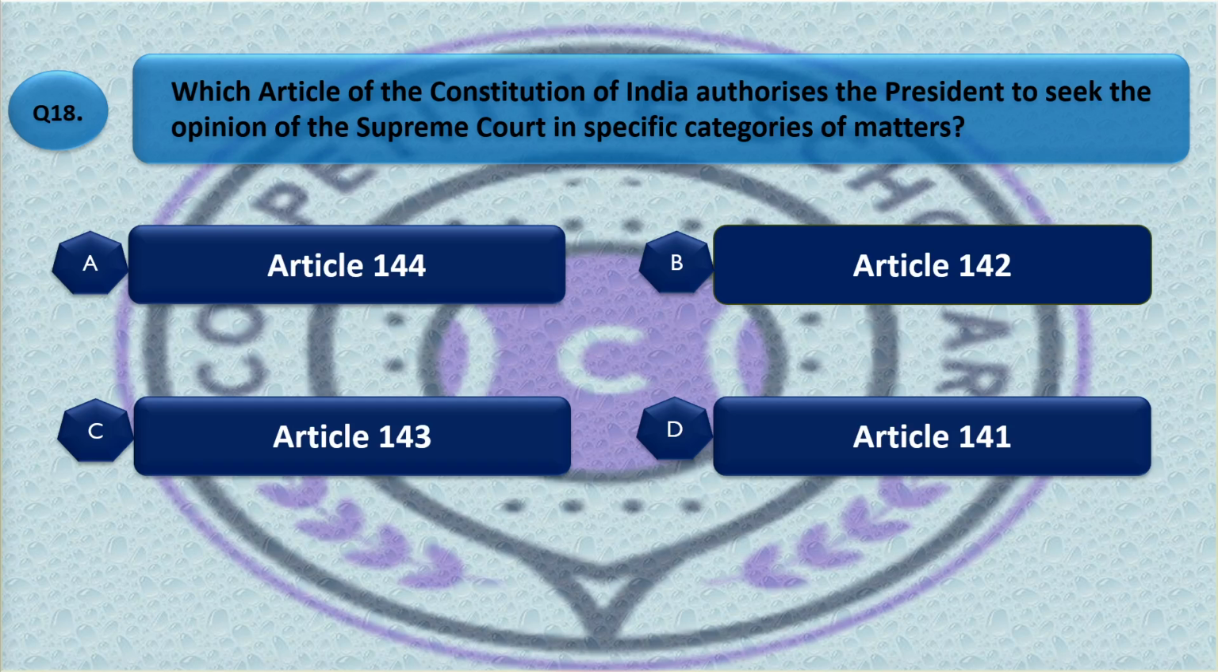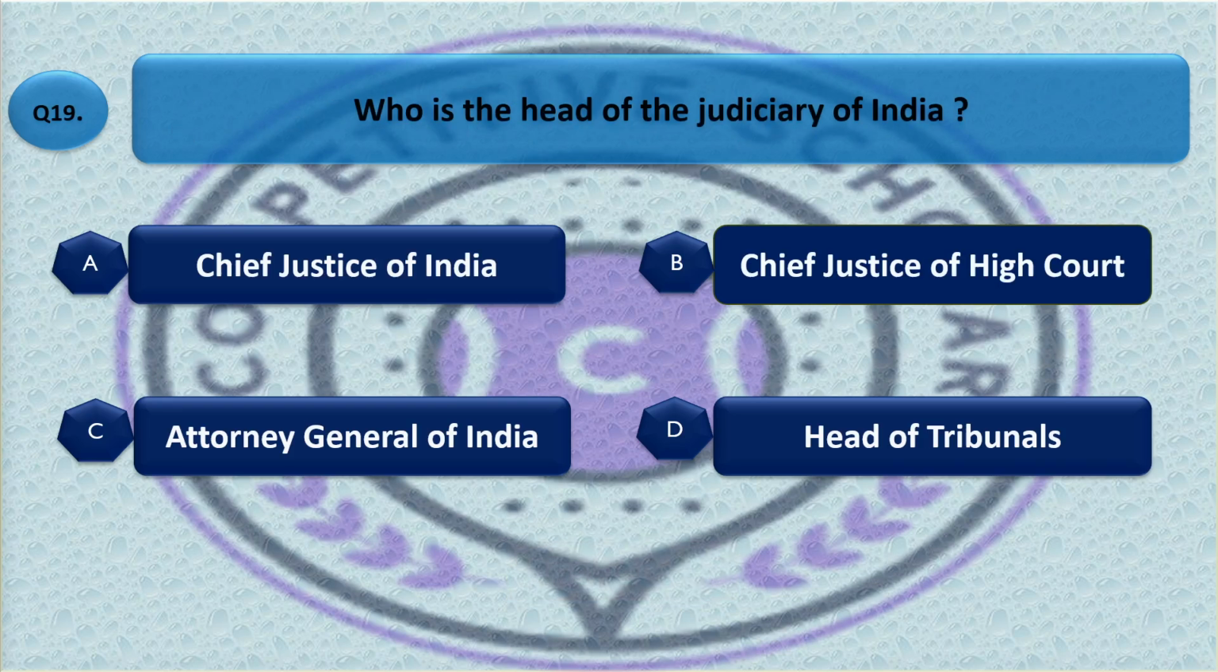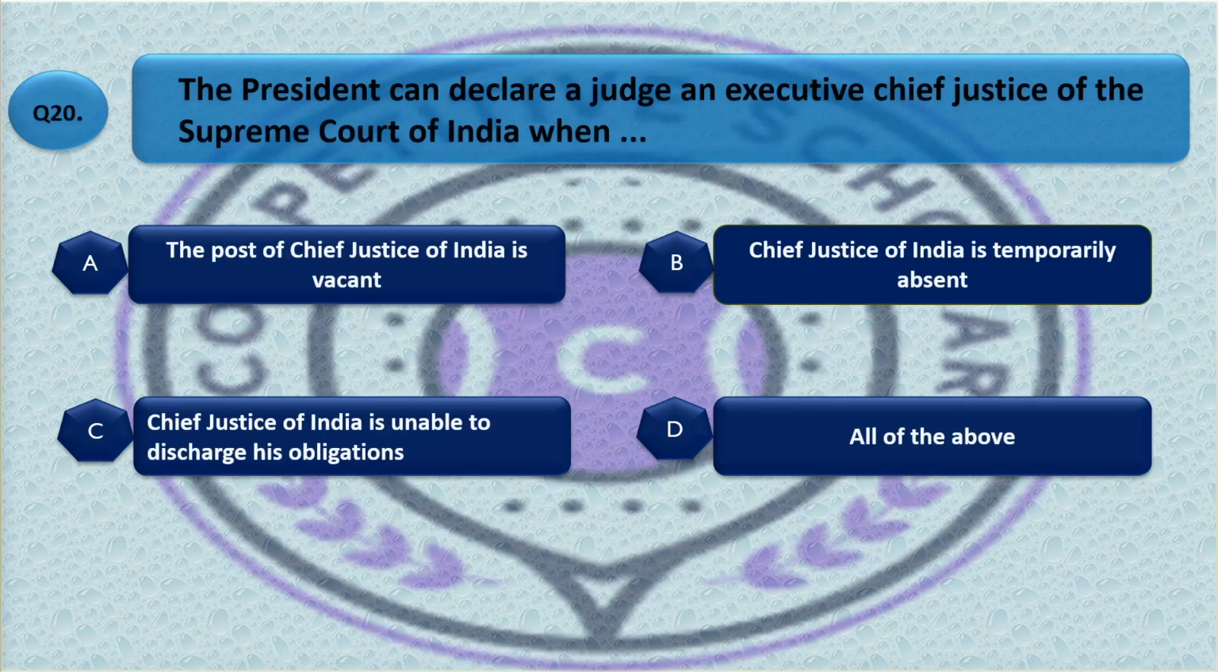Then question number 18. Which article of the Constitution of India authorizes the President to seek the opinion of the Supreme Court in specific categories of matters? Option A, Article 144, B, Article 142, C, Article 143, D, Article 141. Answer is Article 143, that is option C. Who is the head of the judiciary of India? Chief Justice of India, Chief Justice of High Court, Attorney General of India, Head of Tribunals. Answer is A, that is Chief Justice of India.